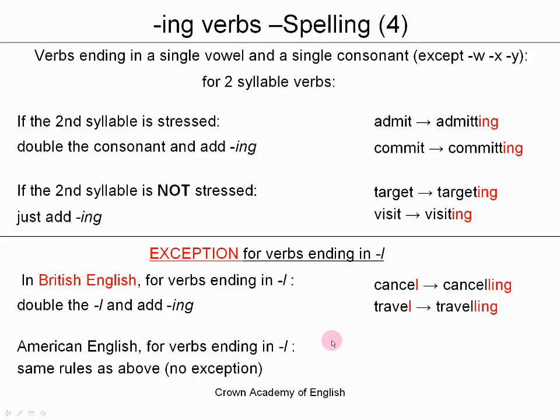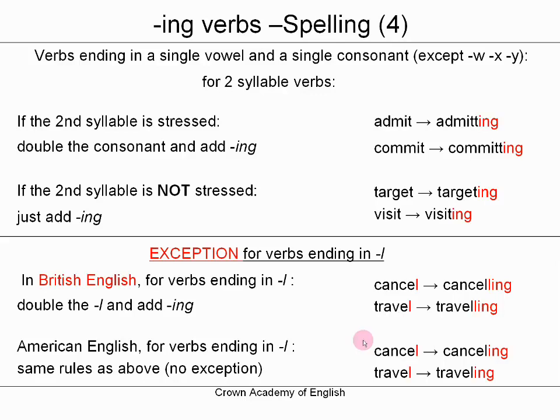Example. So in American English, the verb cancel, if we listen to it, we say cancel. So the first syllable is stressed, so we just add ing. We do not double the letter L. So cancel is canceling, ing. And it's the same for the word travel. Travel with a single L, traveling.